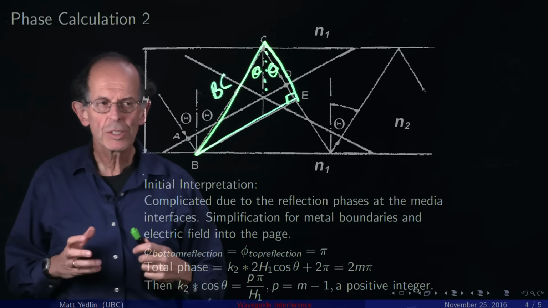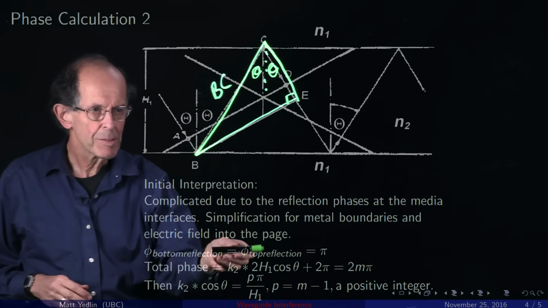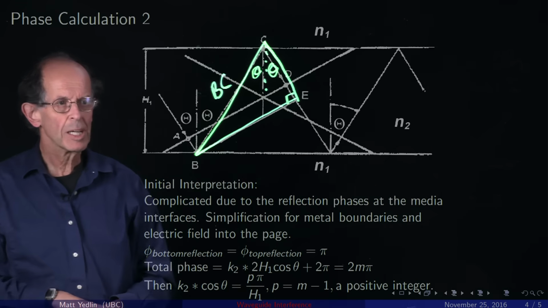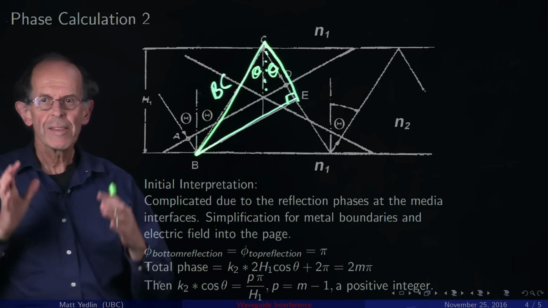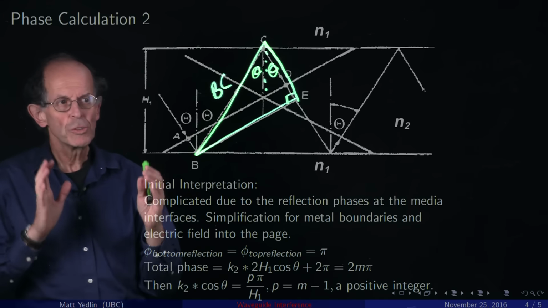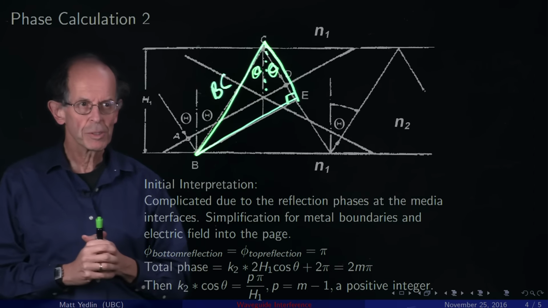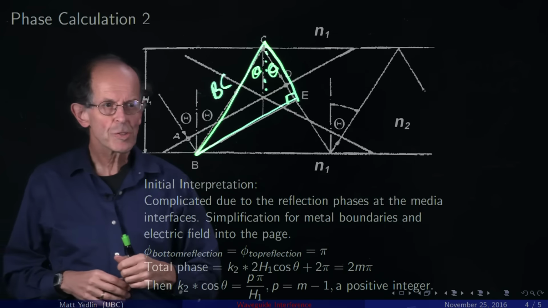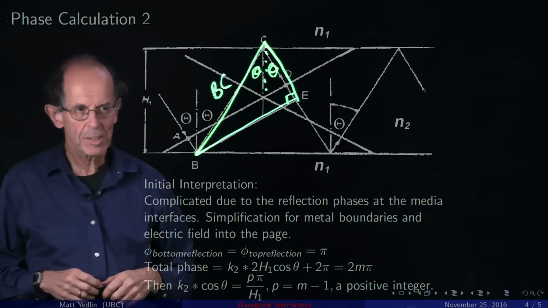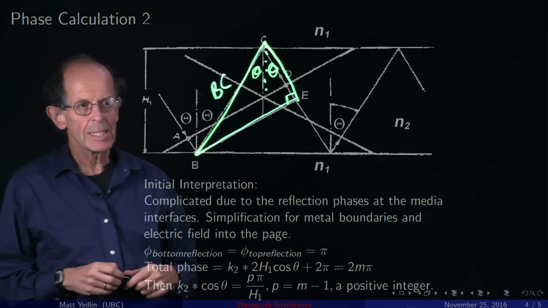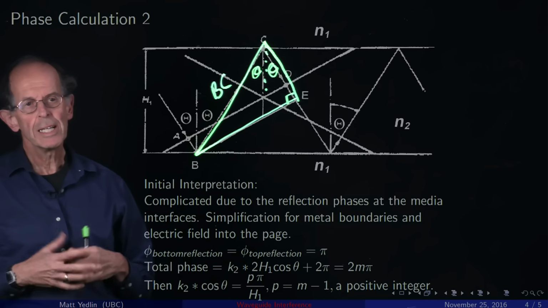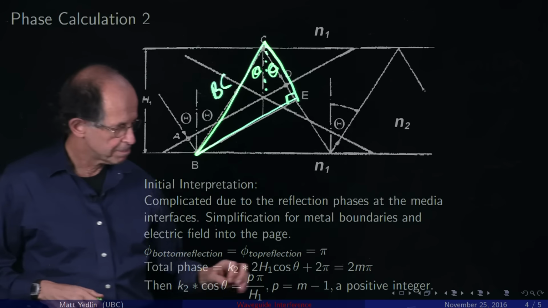Now, to compute the total phase, we have to add the travel phase, which is the distance 2h1 cos theta times k2, plus 2 pi. That's the total phase for constructive interference. That's got to equal 2m pi, where m is an integer. So therefore, we can solve by dividing, canceling out the 2's, for k2 cos theta. Simple algebra. It's p pi over h1, and p is a positive integer. It's equal to m minus 1.